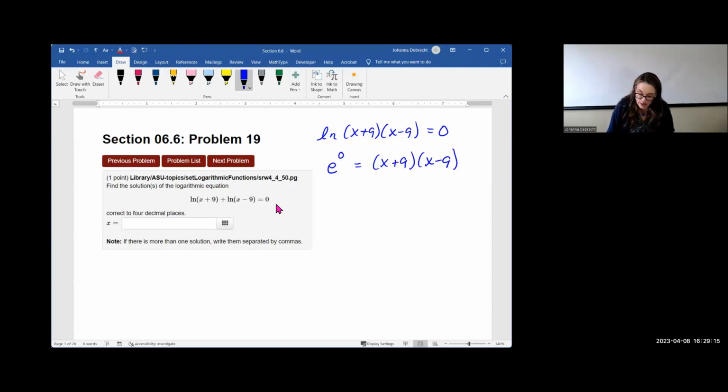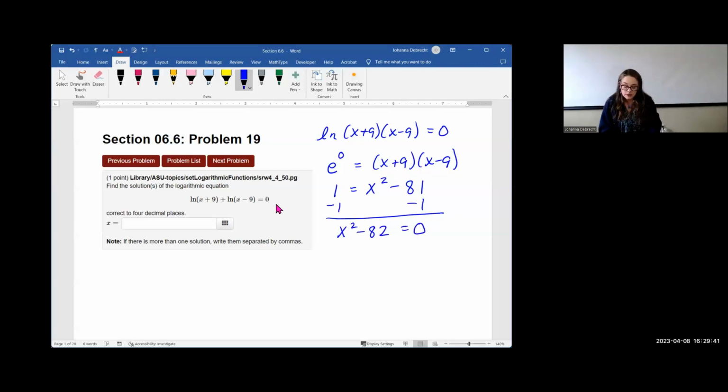So if we multiply out our x plus 9, x minus 9, we know that we'll get the difference of two squares pattern, x squared minus 81. We have to get all terms on the same side, so we subtract the 1 so that we can get our polynomial all together. So we have x squared minus 82 equal to 0.